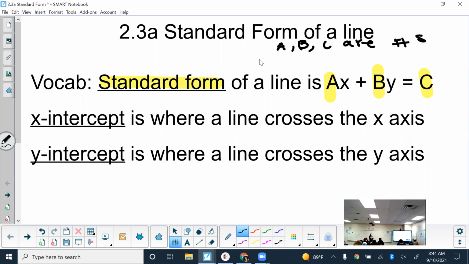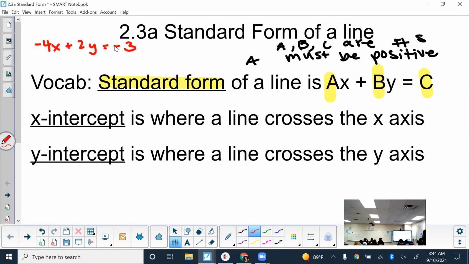All right, and for true standard form, A must be positive. So if you're converting something from slope intercept form to standard form, I'll double check to see if that's even on the test and let you know. But if you're told to write something in standard form and say this is what you have, negative 4x plus 2y equals negative 3, then it's really not in proper standard form because that A number is negative. So what's a way to convert something from negative to positive?